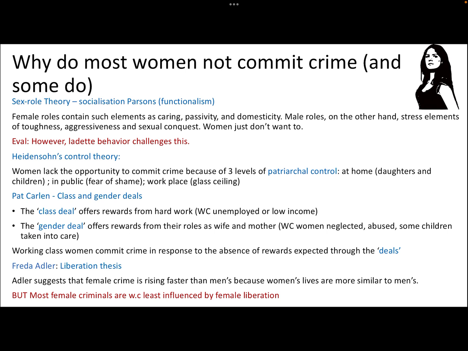However, more recent research tends to show that most female criminals are working class women, who have been the least influenced by female liberation, and a lot of them are committing crimes much more associated with their gender role. That can be things like prostitution, drug muling, because they're being controlled by male drug dealers, if you like. So perhaps there hasn't been that much liberation for women when it comes to the criminal network, anyway.